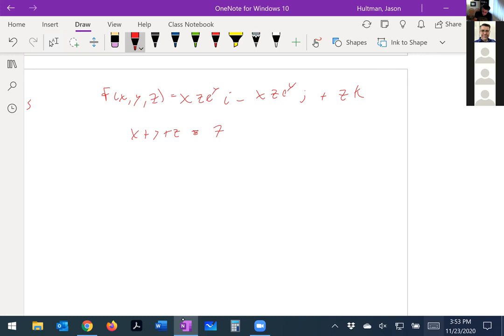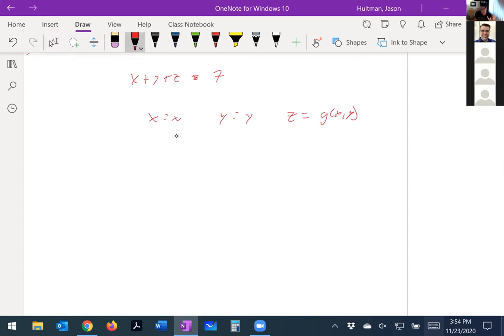Okay, so the first thing I'm going to do is parameterize this thing with respect to x: x equals x, y equals y, and z is equal to g of x, y. So what is g of x, y in this case? What is z in terms of x and y? Well, I can take z and create z minus x minus y. And that now becomes, basically, I eliminate a variable.